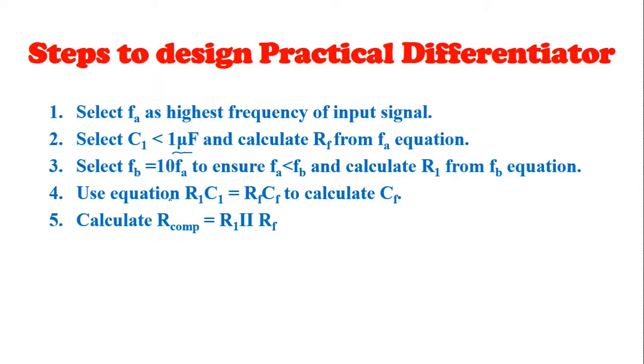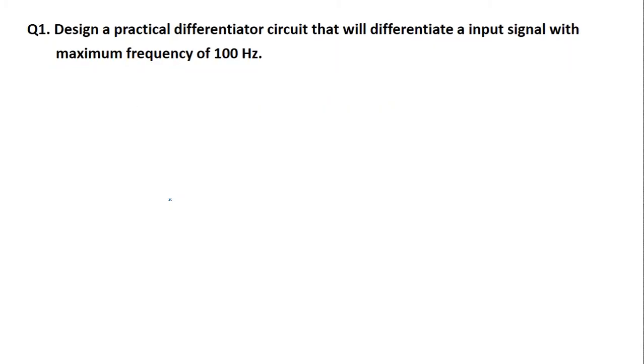Now let us solve one problem applying these steps. So the question number 1 on practical differentiator is design a practical differentiator that will differentiate the input signal with maximum frequency of 100 Hz. So here the maximum frequency of the input signal is given 100 Hz. So what is our first step? Select the frequency FA as the highest frequency of the input signal.